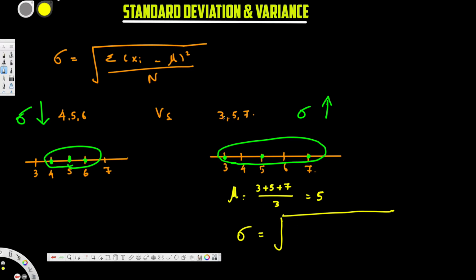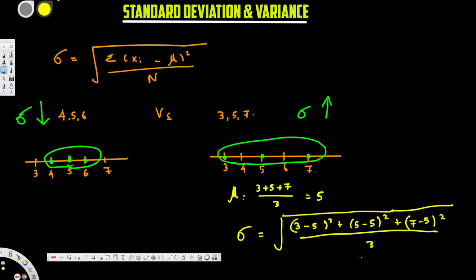Now our first number is 3, so 3 minus the mean, 5, squared, plus the next number, 5 minus the mean, squared, plus the next number, 7 minus 5, and then squared. So we have included all 3 numbers, divided by the number of numbers in the set. We have 3 numbers in the set, so we just have to divide by 3.